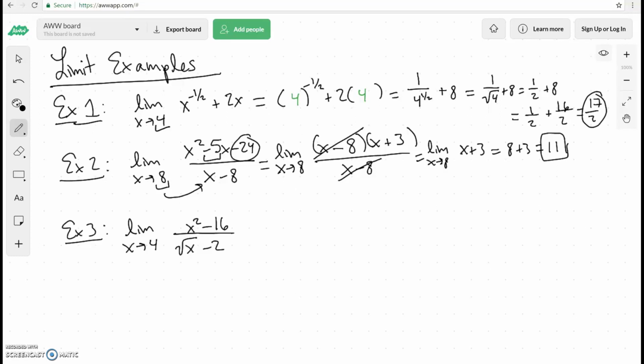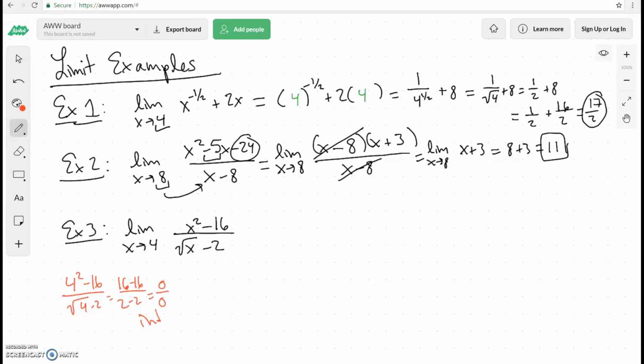Okay, so now we're going to do the last one. The last one's a little bit more involved. What I notice is that I do have a square on top and I also have a radical. If I were to plug in the 4 into both of them, I'm going to have 4 squared minus 16 divided by square root of 4 minus 2. Well, on top I'm going to have 16 minus 16, and on the bottom I'm going to have 2 minus 2. It's going to give me 0 over 0.